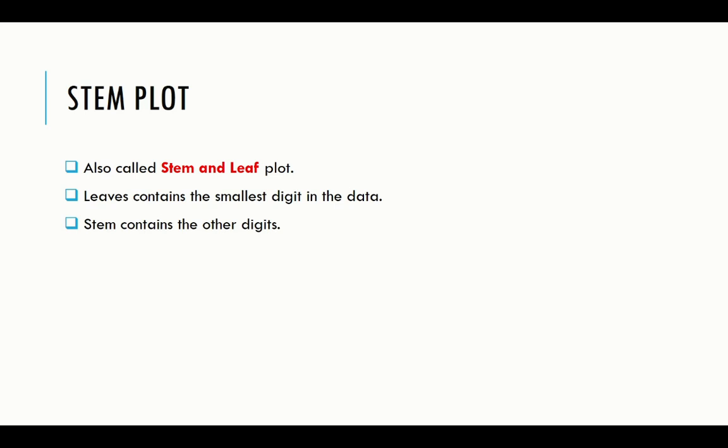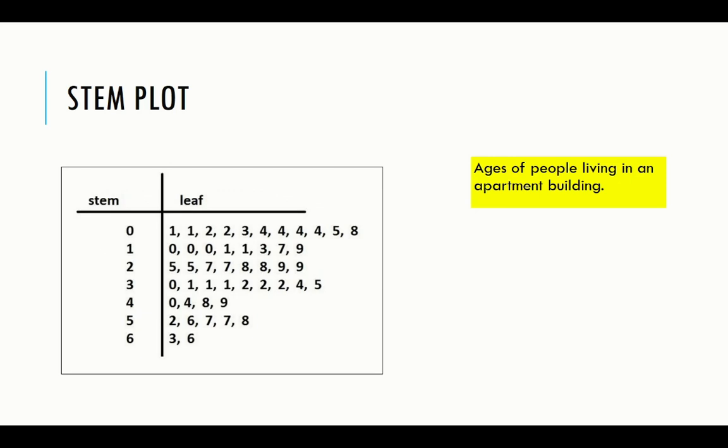So basically, I'm dividing out my numbers. I'm taking the smallest digit, my leaf, and separating that from my stem, all the other digits. And from this, I have a distribution that's created. So you're probably thinking, what in the world are you talking about, Dr. Marks? Makes no sense. So let me just jump to an example. Here's a stem and leaf plot, a stem plot.